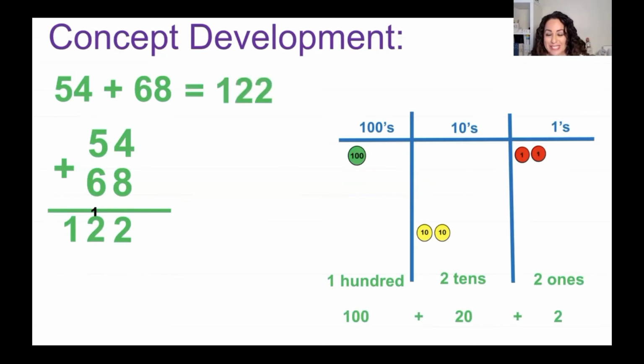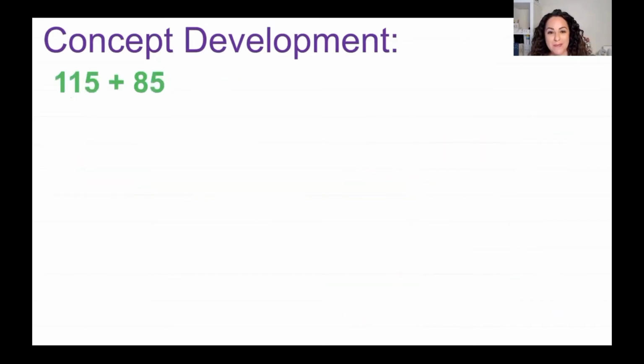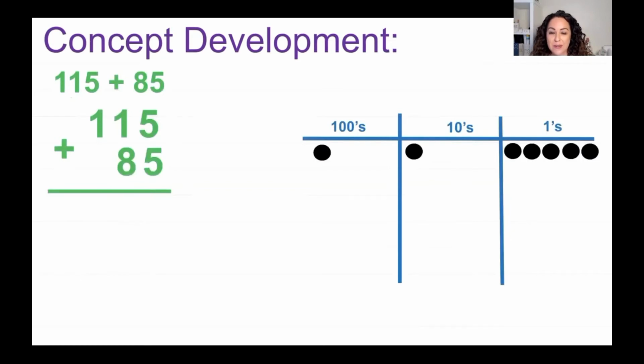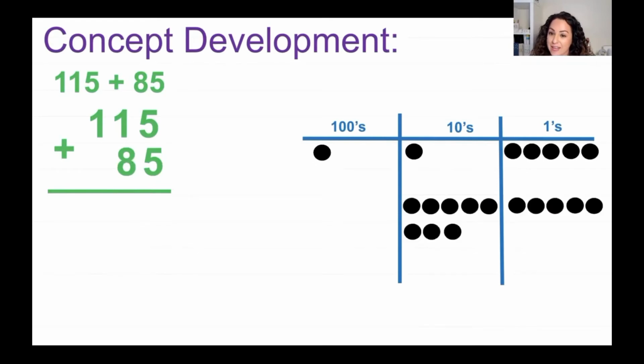Okay, my next problem is 115 plus 85. So I have my hundreds, tens, and ones, and now I have 115 plus 85. So I'm going to make my first number, 100, 10, and 5 ones. Now let's make our second number, 85. That is 8 tens and 5 ones.